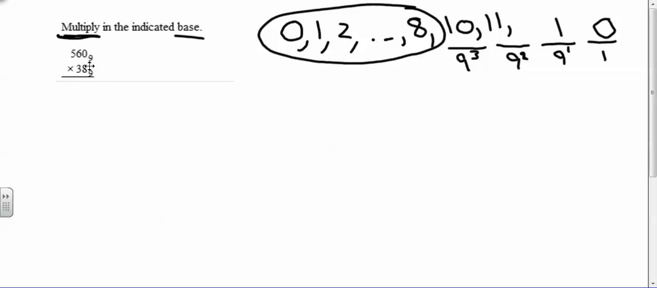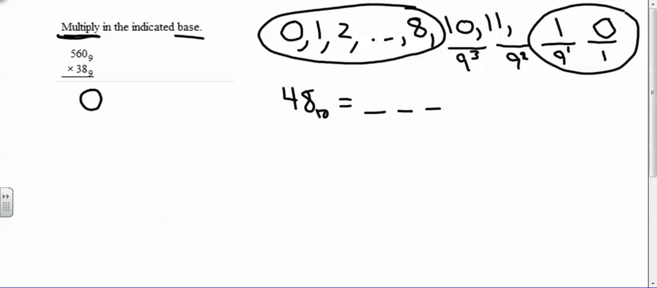So 8 times 0 would be 0. 8 times 6 is 48 in base 10. But then to convert that to base 9, we have to convert it using these place values. Which place values do we need? Well, we don't need the 9 squareds or 9 to the thirds because they're too big. 9 squared is 81, and we only have 48. So we're going to use the rightmost place values and, starting with the largest place value, ask how many groups of 9 are there? If you have 48, you have 5 groups of 9, because 5 times 9 is 45, and 3 1's. And then you only need those place values. And that would be in base 9. So 48 in base 10 is 5 3 in base 9.